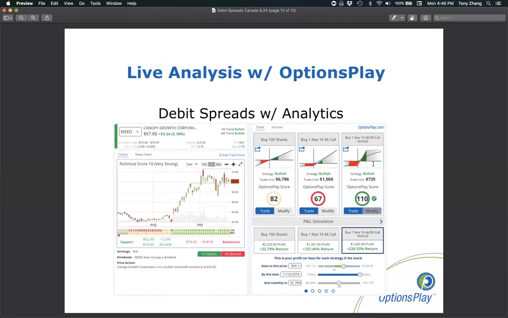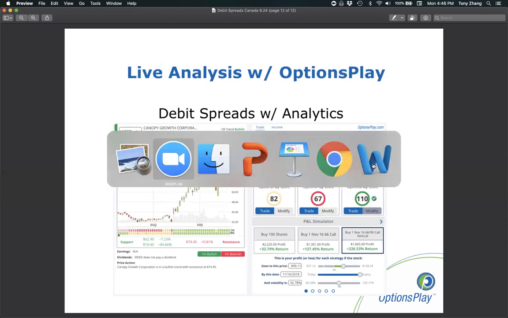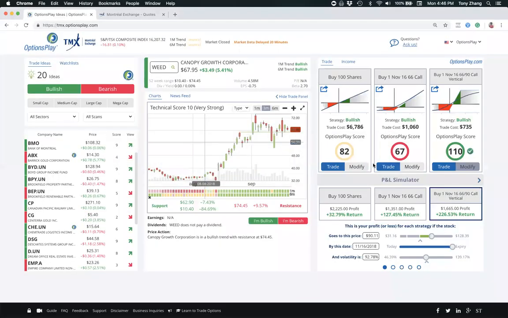So let's actually take a look at some real examples of stocks. I have a couple of bullish and bearish stocks that we can look at for illustrative purposes to show you how to utilize this tool, OptionsPlay, to help you find the debit spreads, and help you analyze and compare buying a stock to buying a call to buying a debit spread, so that you can definitively say whether a debit spread, buying a stock, or buying a call is the best suited strategy for you.